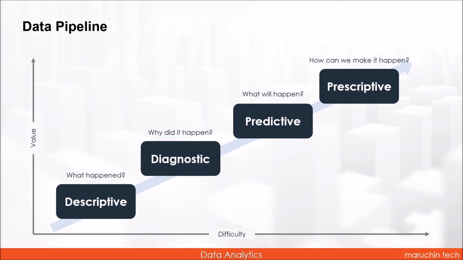The descriptive analysis asks what happened, and it uses historical data to understand the current situation. The diagnostic analysis asks why did it happen, and it looks at relationships and patterns in the data to find the cause of an outcome. And the predictive analysis asks what could happen in the future. It uses historical data, statistics, and machine learning to predict future events and trends.